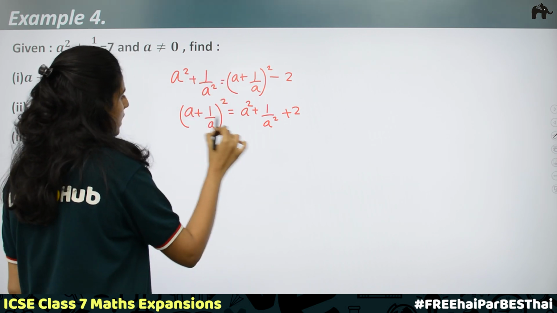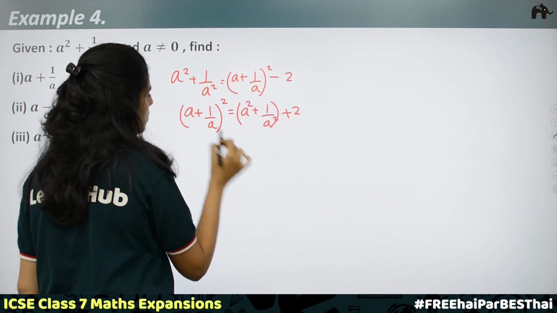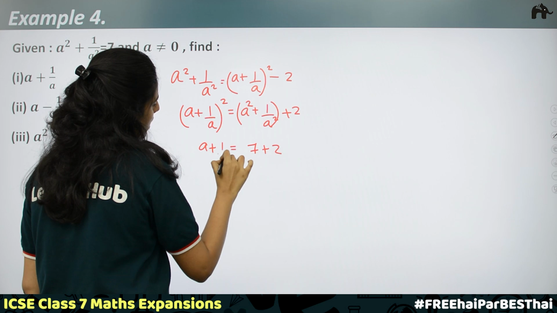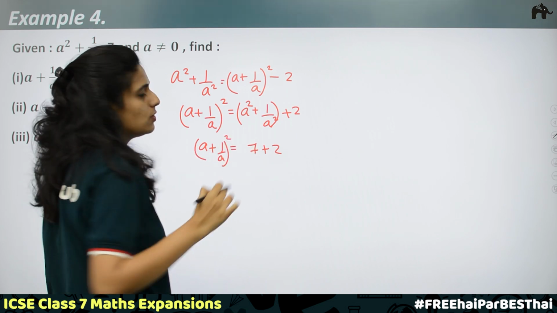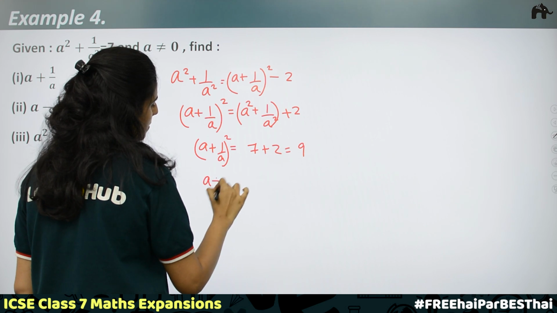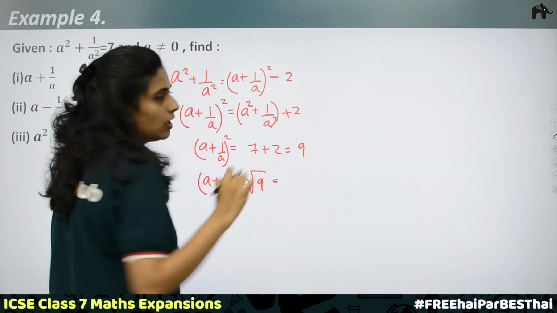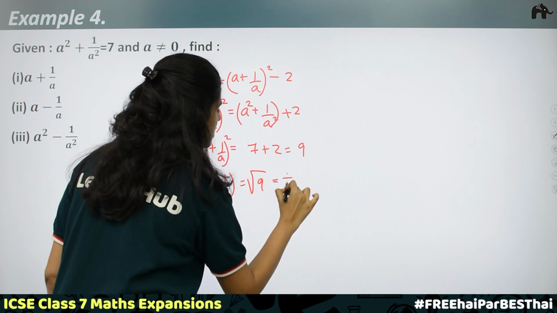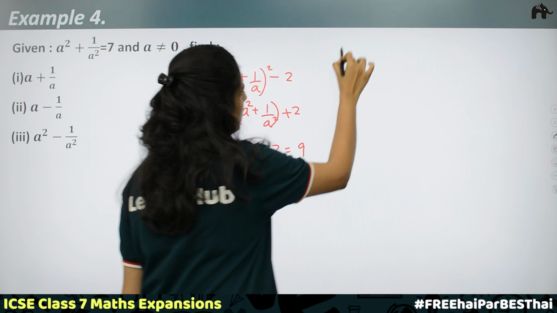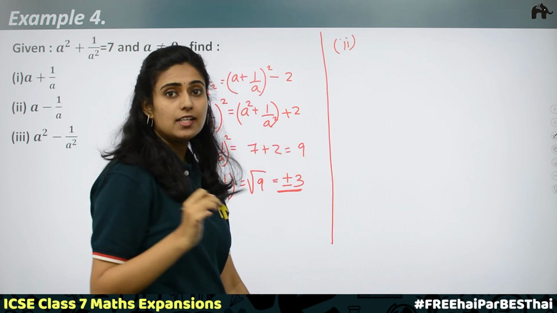Okay, so here a square plus 1 by a square we know is equal to 7. So, 7 plus 2, a plus 1 by a whole square is equal to 7 plus 2, which is equal to 9. Then what is a plus 1 by a? We just need to take the square root of 9. Square root of 9 will be equal to positive or negative 3. Okay. Now the second part of the question, we need to find what is a minus 1 by a.